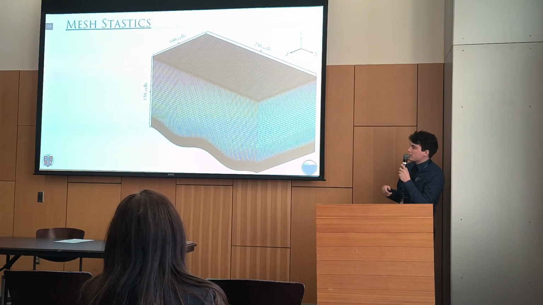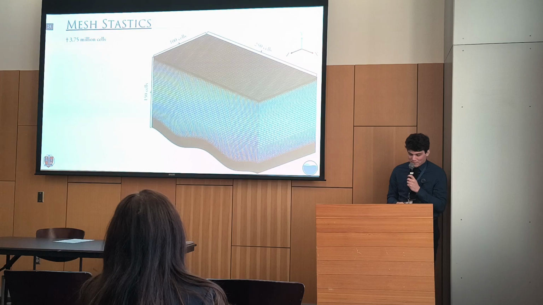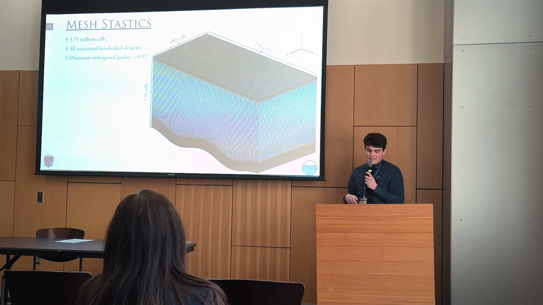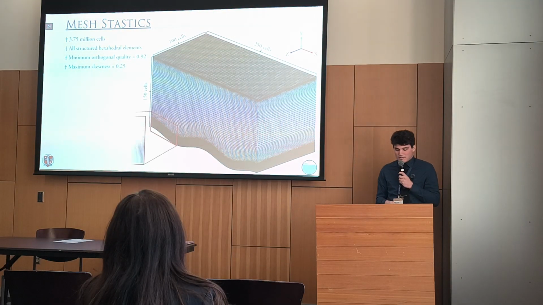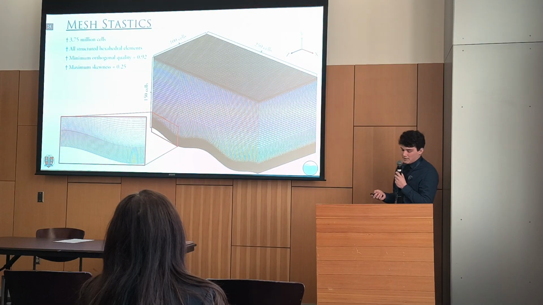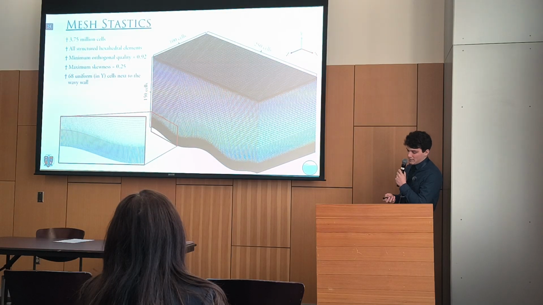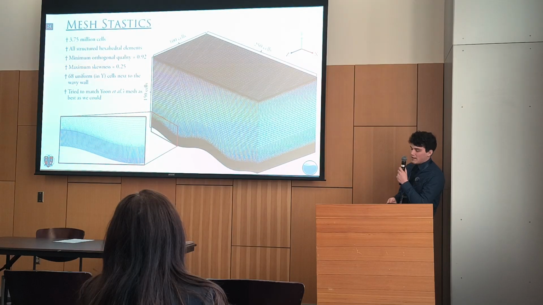Spanwise, we have 100 cells, and wall normal, we have 150 cells for a total of 3.75 million cells. All structured hexahedral elements, and they have high orthogonal quality and low skewness. Looking closer, right down close to the wall, there are 68 uniform cells, with no bias, right next to the wavy wall.